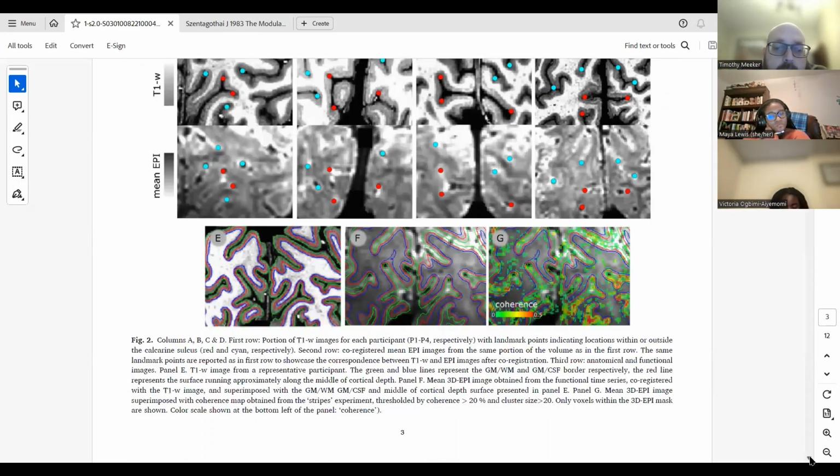Let's see, what does it say? You can see landmarks indicating locations within or outside the calcarine sulcus, which delineates V2 approximately. Co-registered EPIs. Let's see, what is it? E. Mean 3D EPI image superimposed with a coherence map from the stripes experiment. So you can sort of see that they're looking at just cortex, and there are some coherence differences.